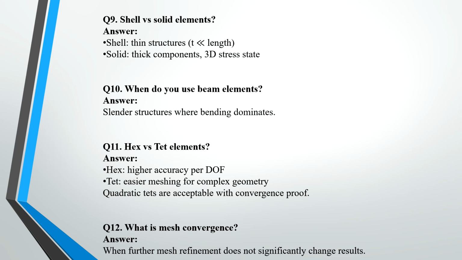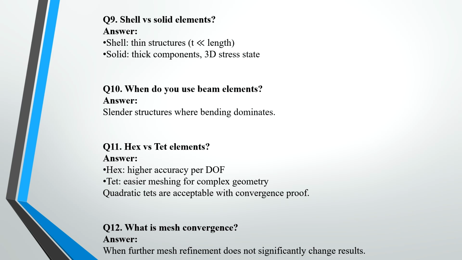So what is shell versus solid elements? When to use shell and when to use solid? The shell we use when we have a thin structure where the thickness is less than the length we are taking. The solid we use when we have thick components, like when it has a 3D stress state. So next question is when do you use beam elements? When we have slender structures where bending is dominant, in that case we use beam elements.